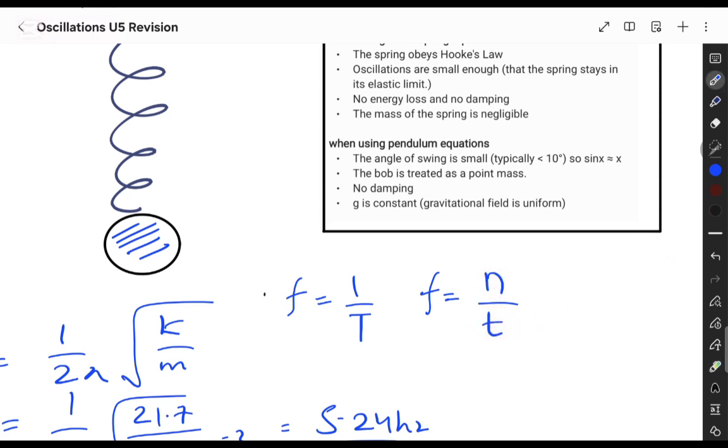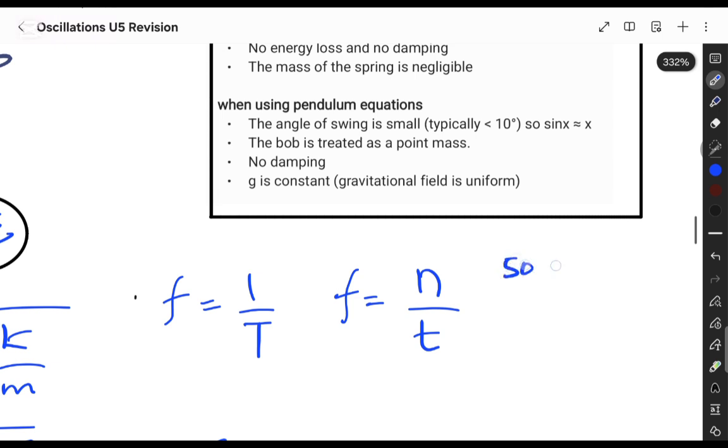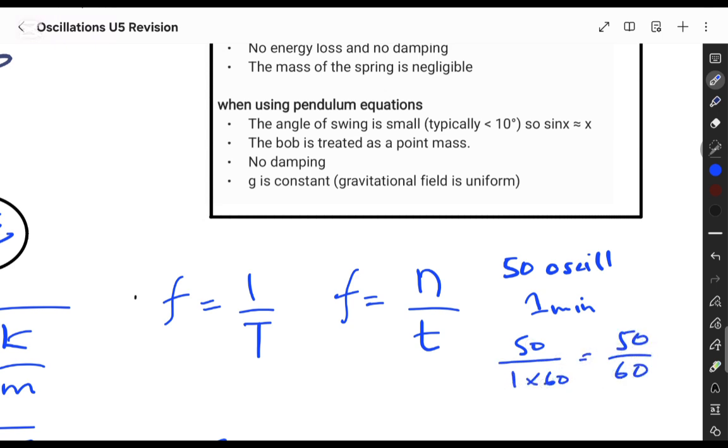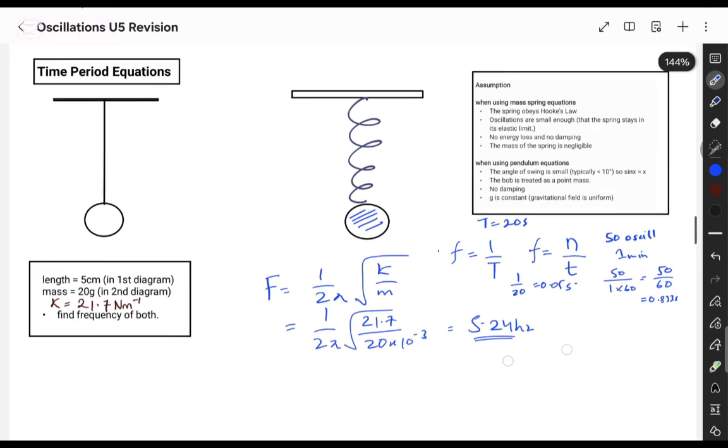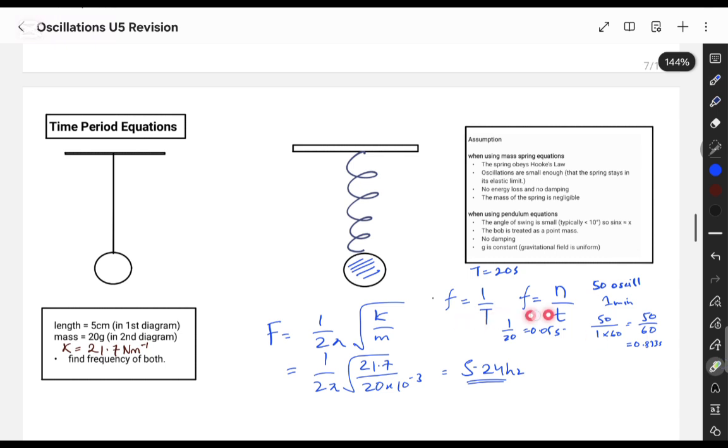Depends. For example, if they say you have 50 oscillations in 1 minute, then N will be 50 and T will be 1 times 60. Okay, so it should be 50 over 60. That's going to be 5 over 6, so 5 over 6 is going to be 0.833 seconds. And if they say the time period is 20 seconds, then this is going to be 1 over 20. We're going to get 0.05 seconds. Sometimes they ask that as well. So just be familiar with these two equations as well, and this as well.